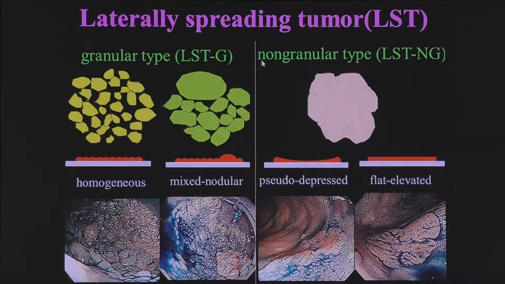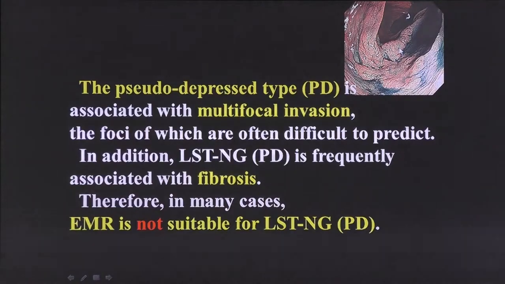I explained about LSTs yesterday. Here is a pseudo-depressed type. The pseudo-depressed type is associated with multifocal invasion, and the foci of invasion are often difficult to predict. In addition, the pseudo-depressed type is frequently associated with fibrosis. Therefore, EMR is not suitable for the pseudo-depressed type.